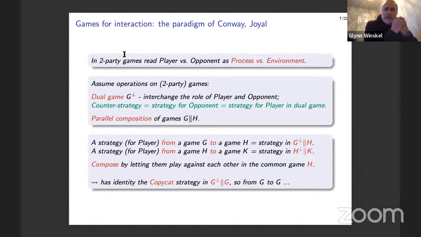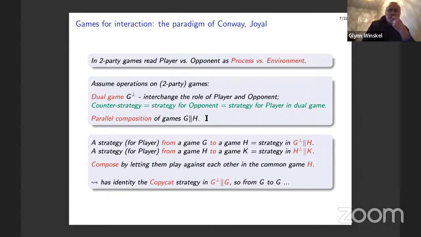And generally, if you have such two-party games, then you can do a dual operation of just interchanging the roles of player and opponent. This is technically useful because we often think of a strategy as being a strategy for player. So we can talk about a counter strategy, or a strategy for opponent, as being a strategy for player in the dual game. Often in this kind of situation, one has a parallel composition of games. If they were represented by event structures, you could lay them side by side, or you could physically just lay two games of chess side by side and so on.